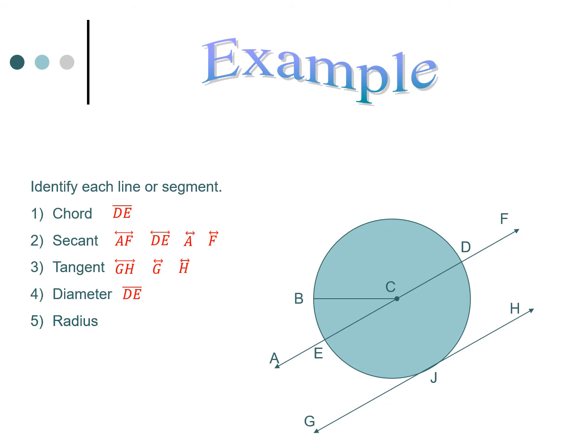The radius, we actually have a few radii. The obvious is segment CB. You can also choose segment CE or CD. All three of those are acceptable. Point of tangency. Remember, the point of tangency is the point where the line touches the circle. In this case, we have point J.